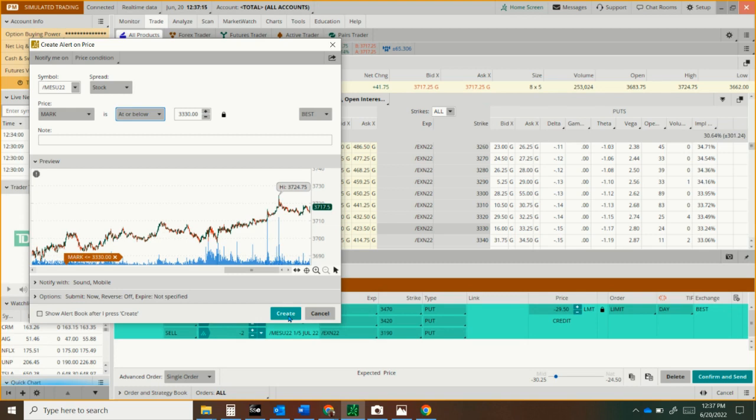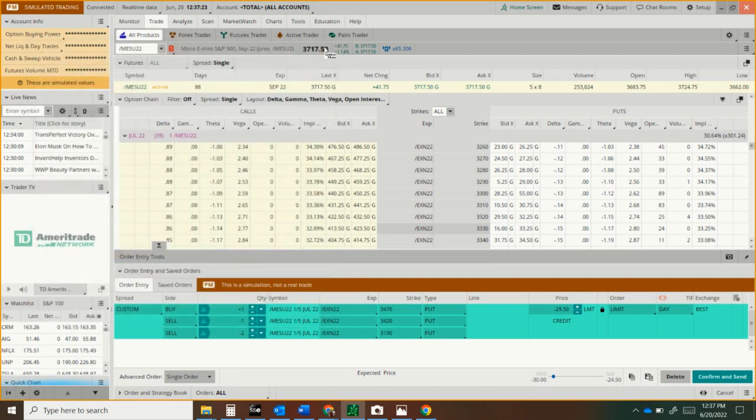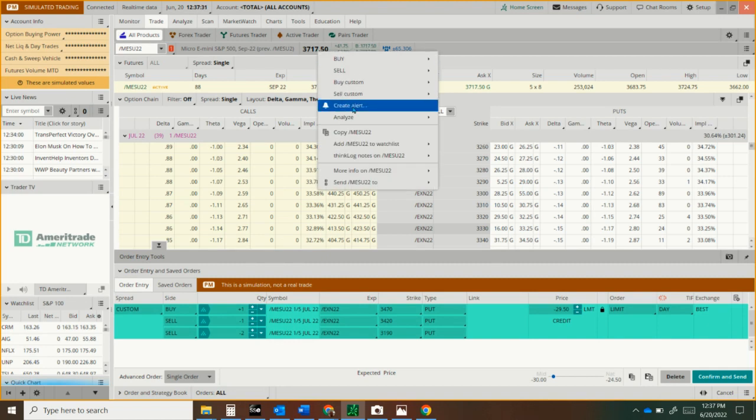Now, once it hit that 0.15 delta, you probably want to set a new alert about 3% lower than that. Again, just notice what the price of MES is, times it by 0.03, and that's how much lower it might be able to go. Create alert at that new price.